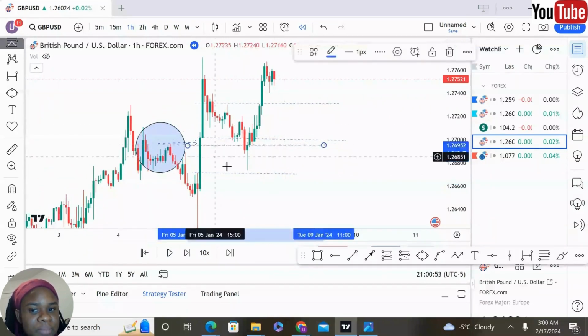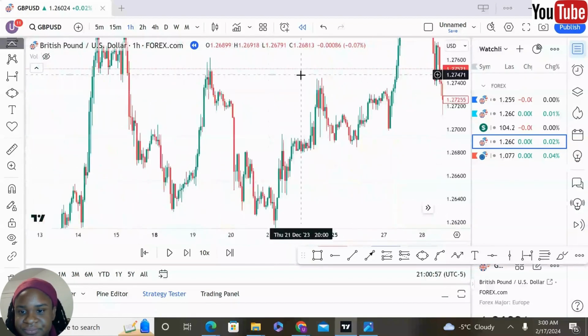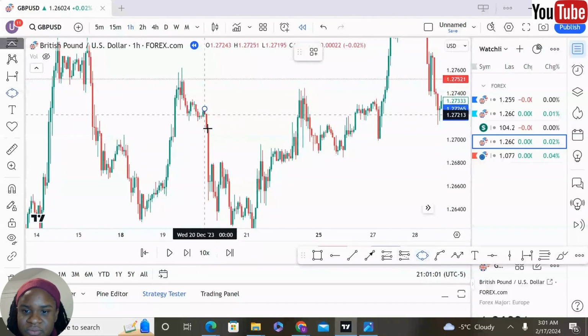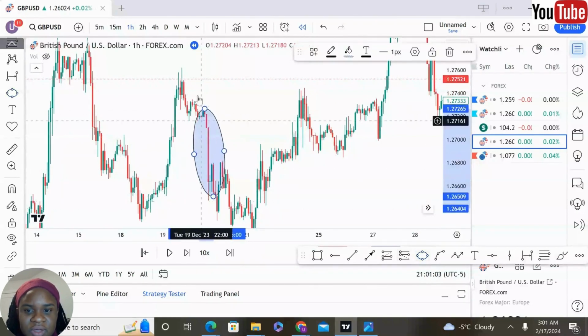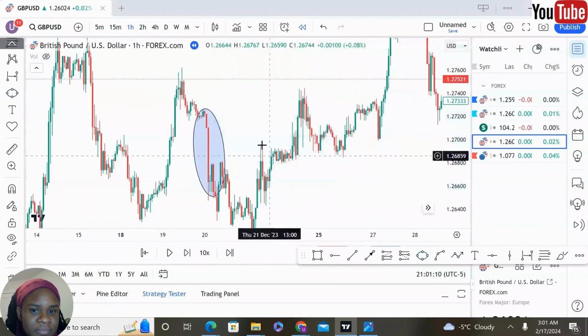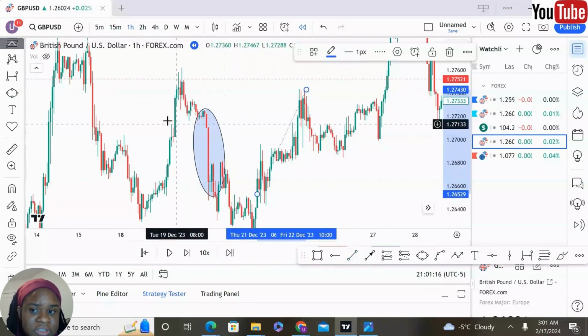Anytime you see an impulse move in a fair value gap, go around your chart and practice it. Look for impulse moves. Can you see the impulse move? Impulse move, and what happened? The market came and filled it up. You can see it. The market filled all the liquidity void.